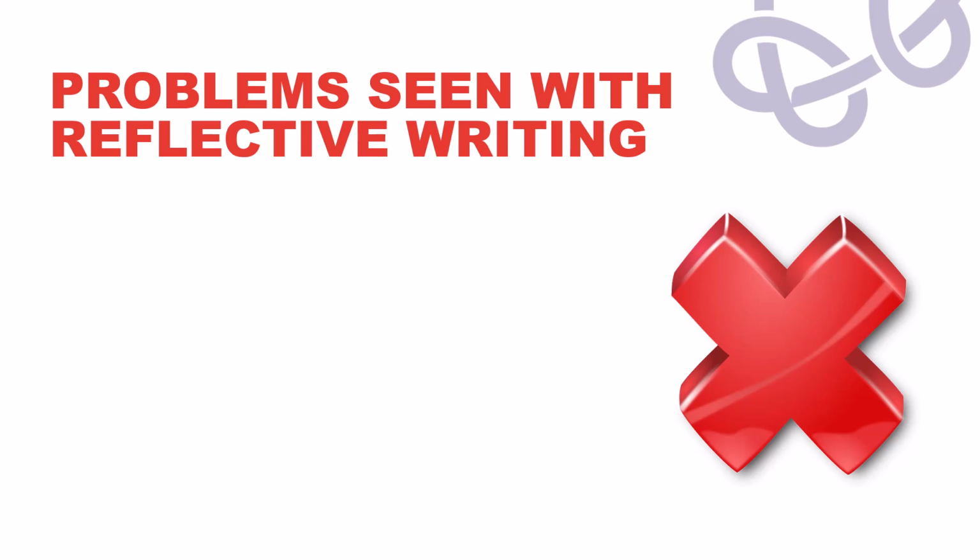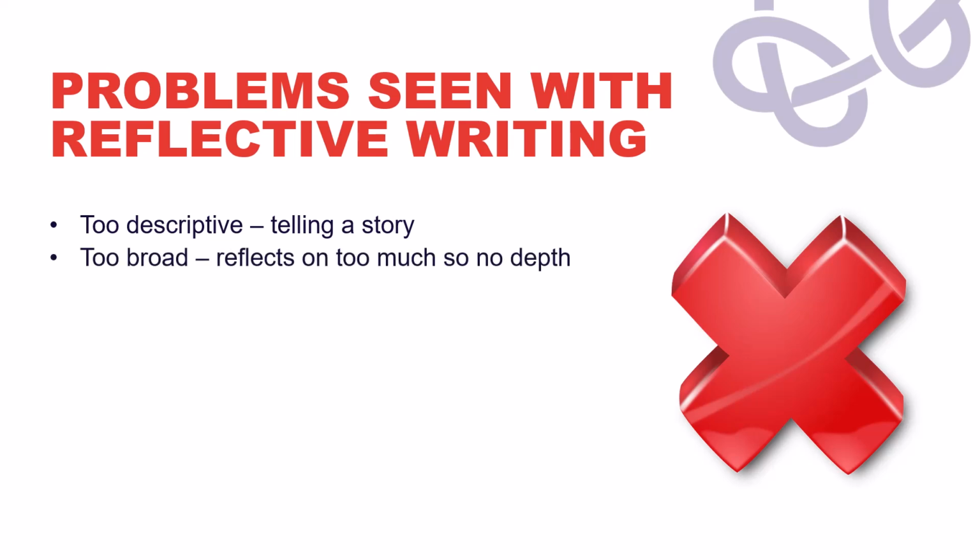Now, this slide's a bit negative, but it's a good idea to be aware of the problems, because then you can use this as a list of things to avoid doing. The first problem is that reflective writing can be too descriptive. It's telling the story throughout all of the sections, but there's no analysis, there's no evaluation. The scope is often too broad. There's always a lot to reflect on in any of these scenarios that you might experience, but you need to pick one or two things so you can do those in depth.